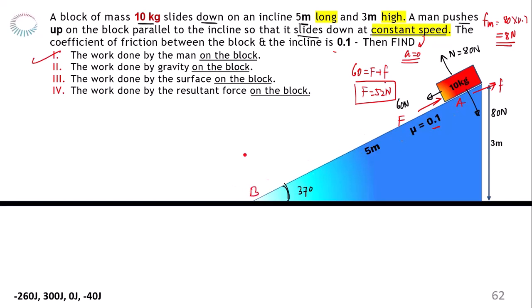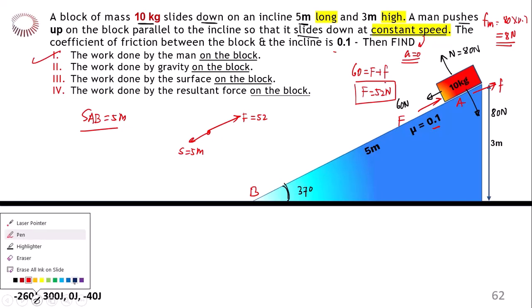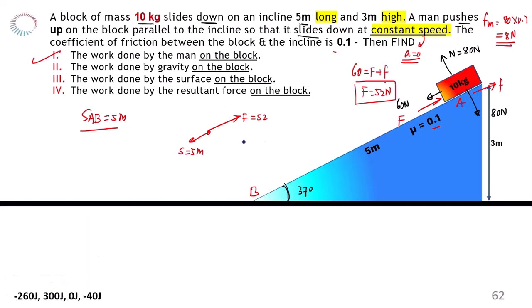So what is the displacement? AB is 5 meter. And the force by the man is applied in this direction. The force applied by the man is 52 Newton, and the displacement of the point is in this direction. It is 5 meter. So the work done by the force is going to be negative. So work done by man should be equal to minus 52 into 5. That is minus 260.